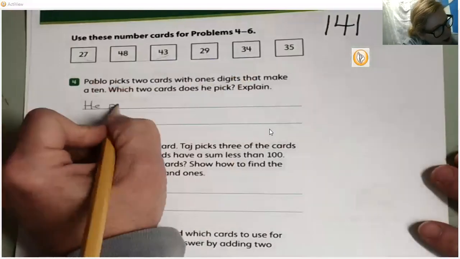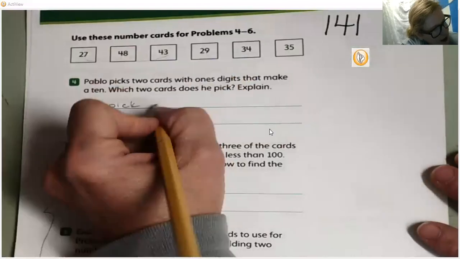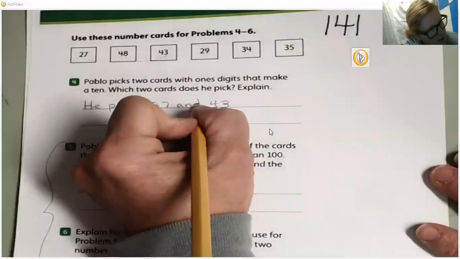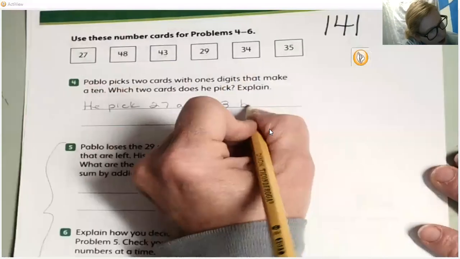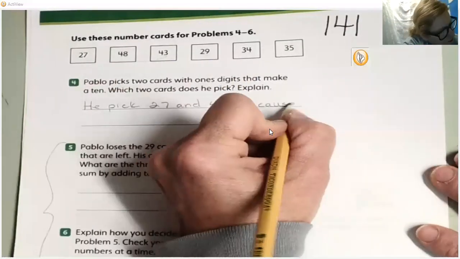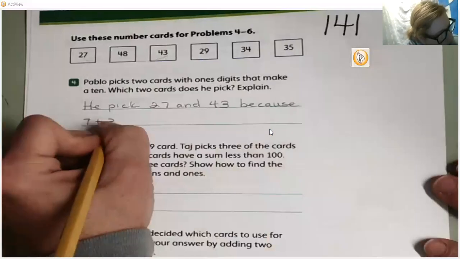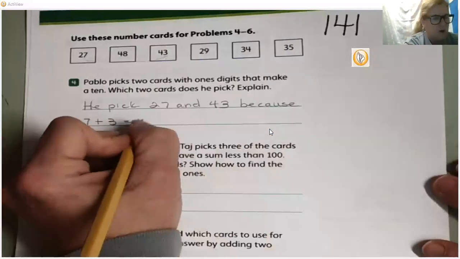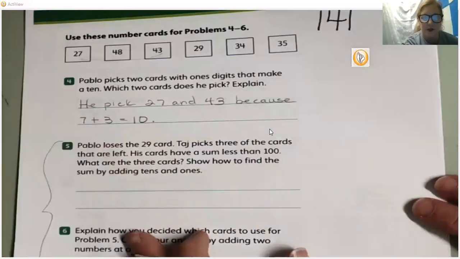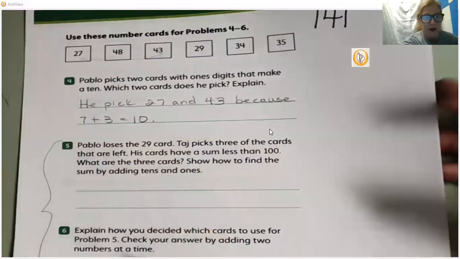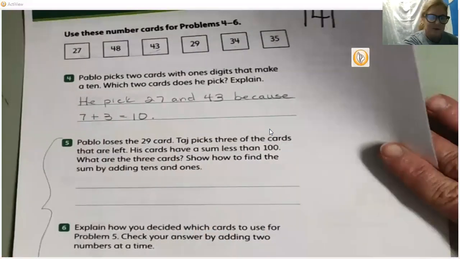He picks 27 and 43 because 7 plus 3 equals 10. Boom. All right. If you need more time to write that down, I'm writing pretty fast. Just pause it and write it down and then restart.